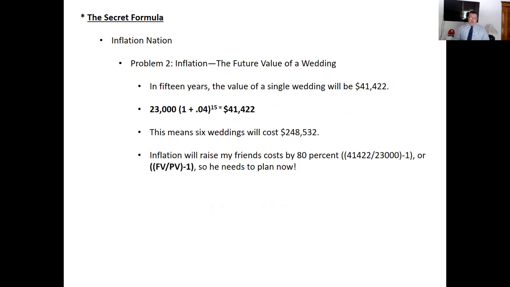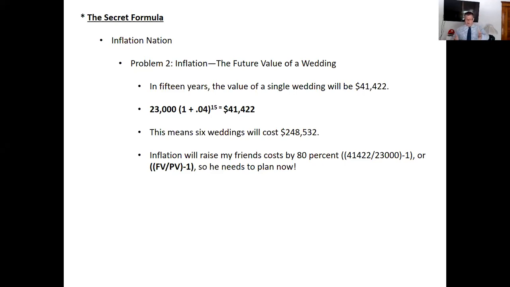So we look at 23,000 times 1 plus 0.04 to the 15th, and we get $41,422. In 15 years, the value of a single wedding will be $41,422. That's how much he needs for each of his 6 daughters. And that means it'll cost $248,532. In other words, to see his 6 daughters married off properly and formally, he's going to need about $250,000 in 15 years. Inflation will raise my friend's costs by 80%.